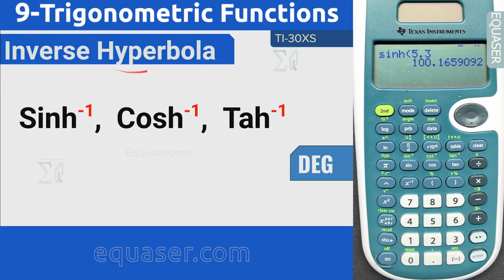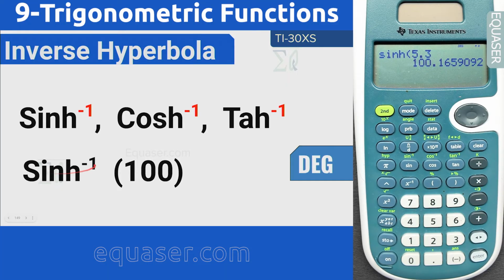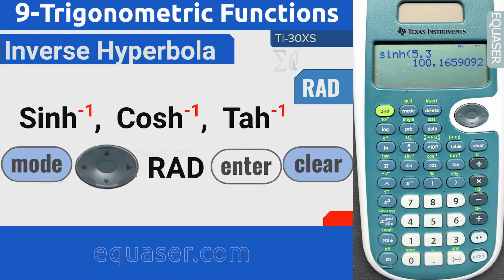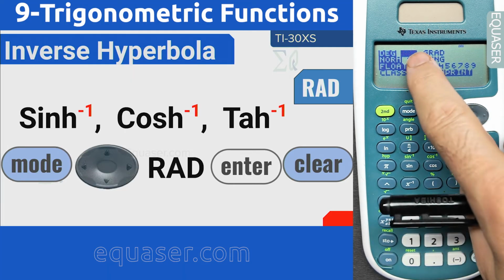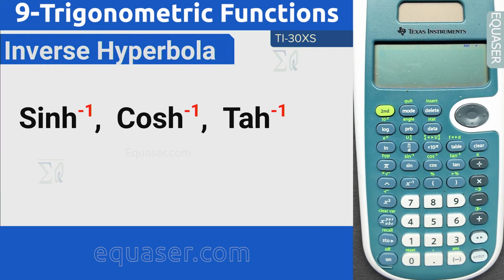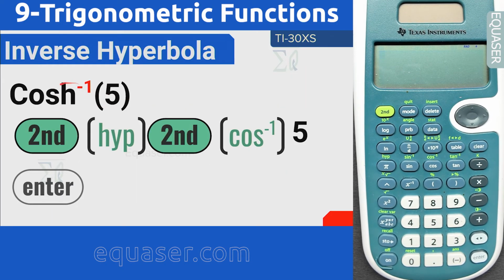We also have inverse hyperbolic for sine, cosine and tangent. Before there was no inverse, and for that, inverse of sine hyperbolic of 100, let's change it to radian first. Mode, go to the radian, enter, and then clear. Now let's say inverse of cos hyperbolic of 5.